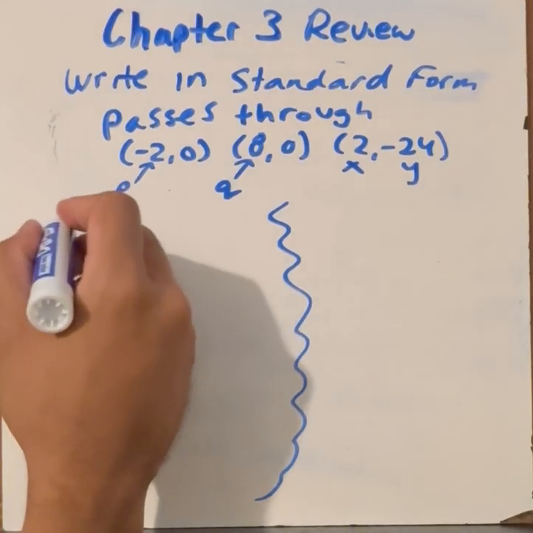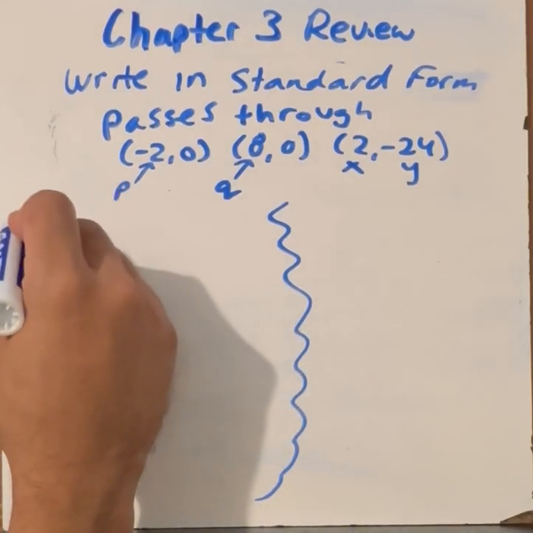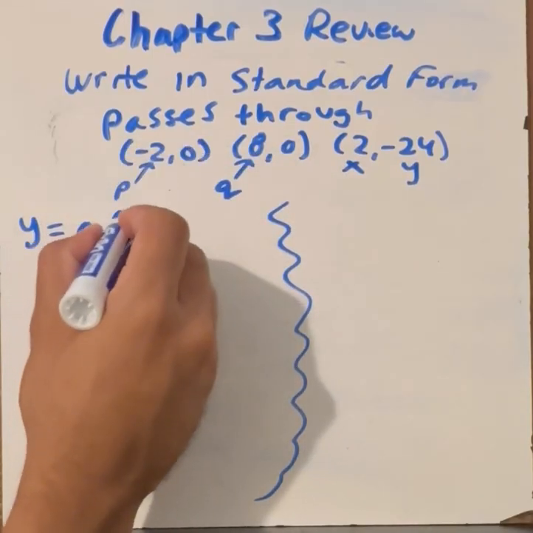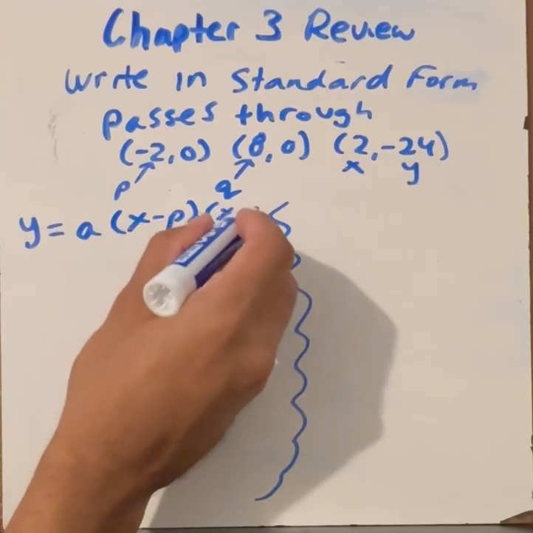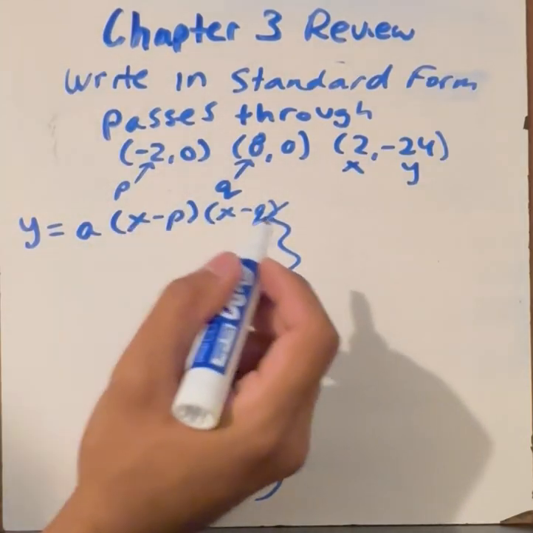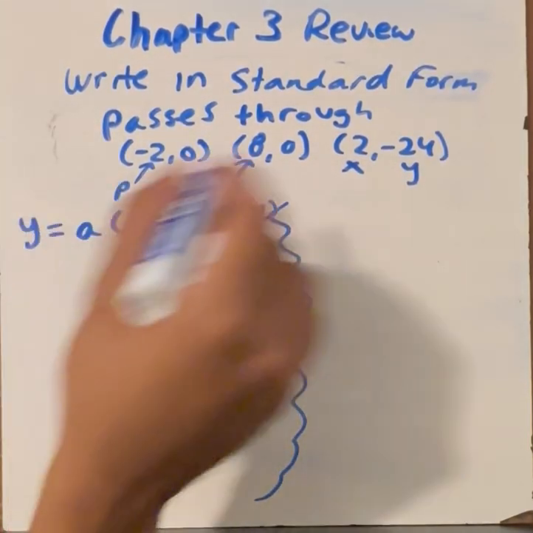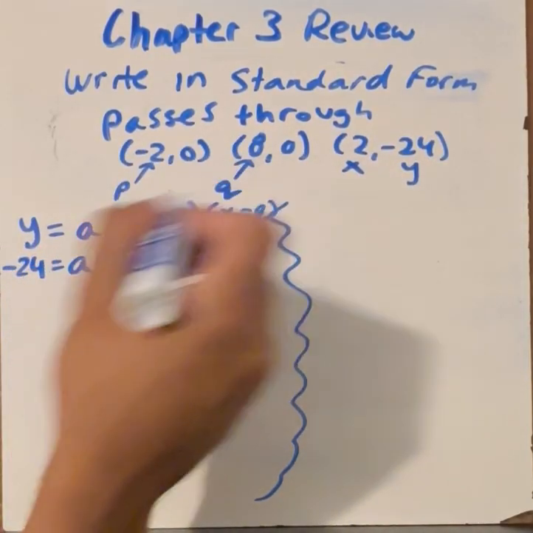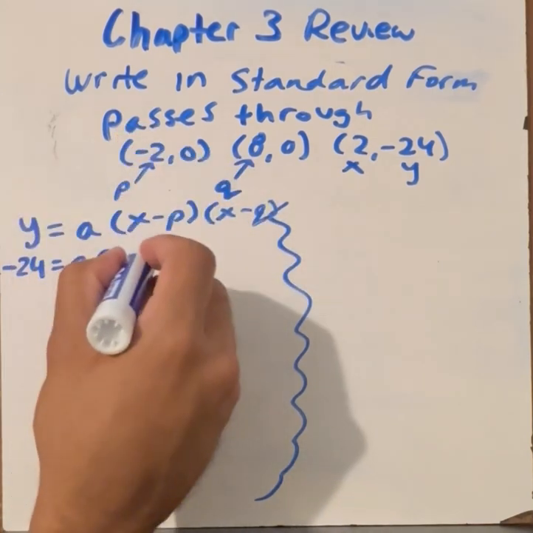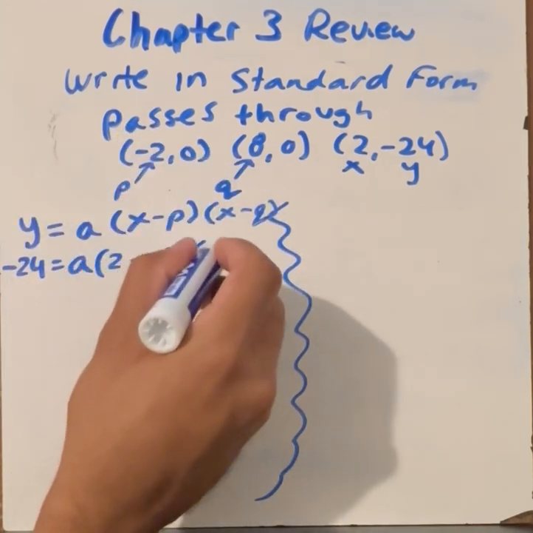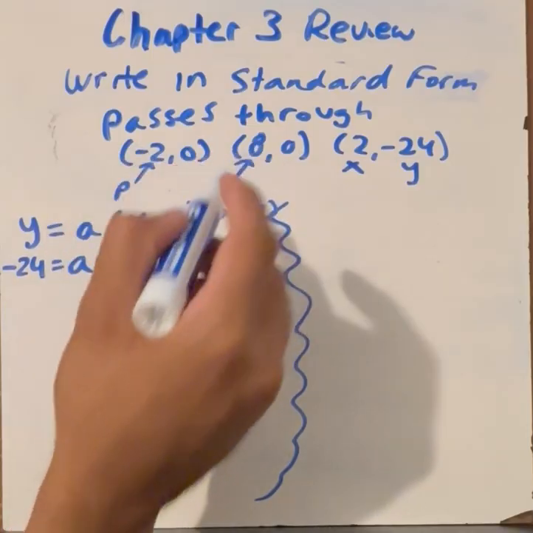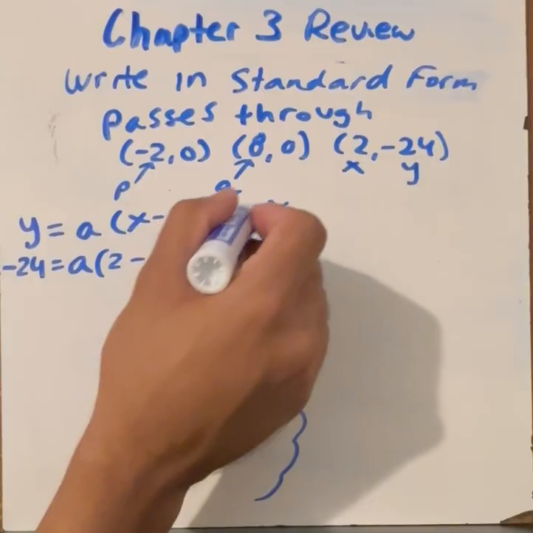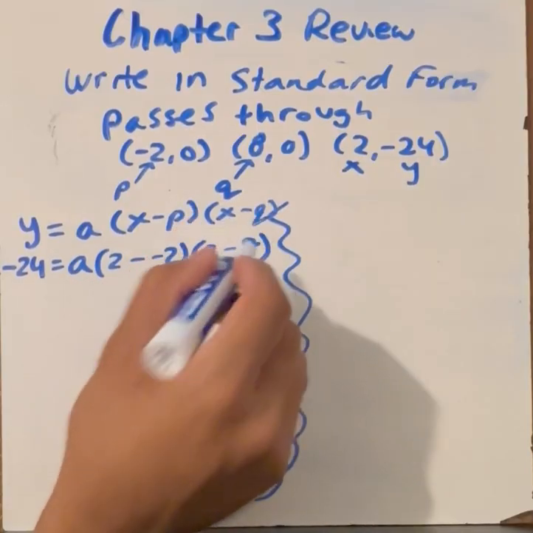Okay, so we solve for a by using our intercept form, because that's what they have given us, intercepts, so we can use our intercept form, y equals a times x minus p, x minus q. In this, we're going to solve for a, but we know everything else. So we know that y is negative 24. We know that x is 2, minus, we know that p is negative 2. Okay, we know that x is 2, and we know that q is 8. So x minus q is 2 minus 8, because q is 8.